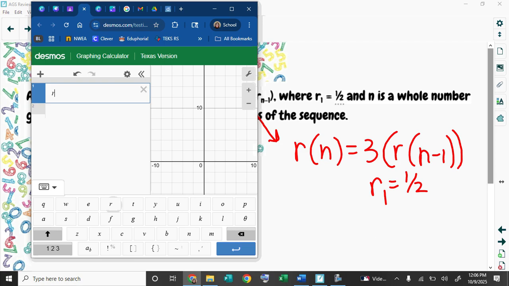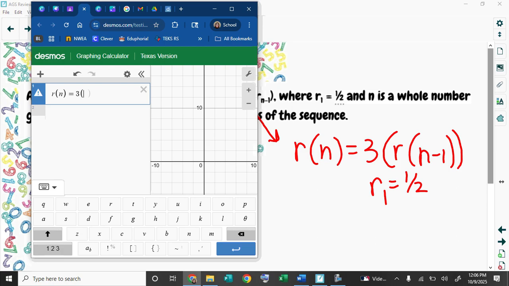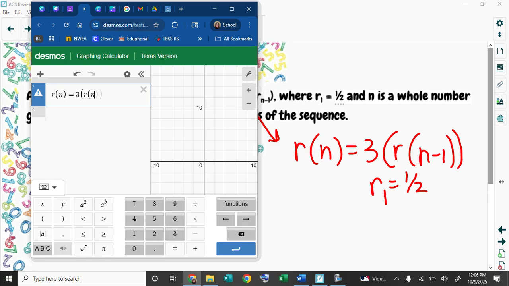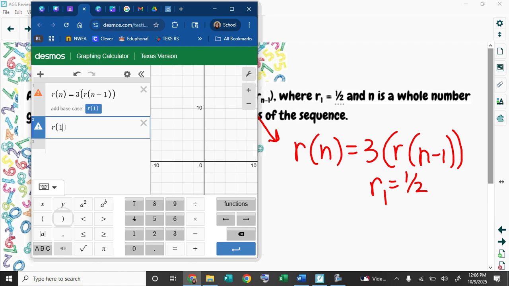I'm going to put R of n equals 3 open parentheses R open parentheses again, and I gotta put my n minus 1. And it asks me what R of 1 is, so I put my R of 1 equals 1/2. So 1 divided by 2.